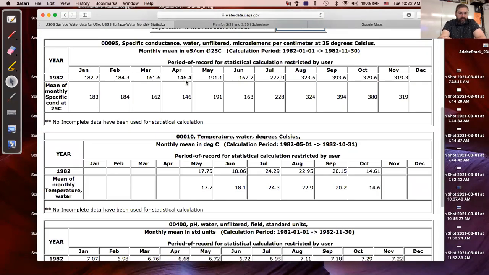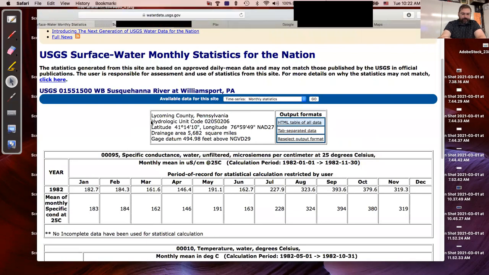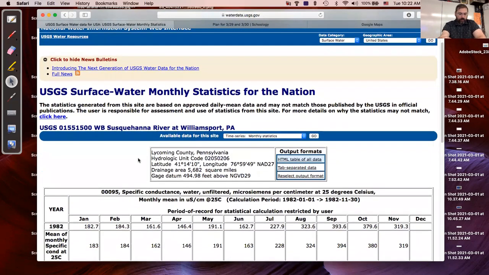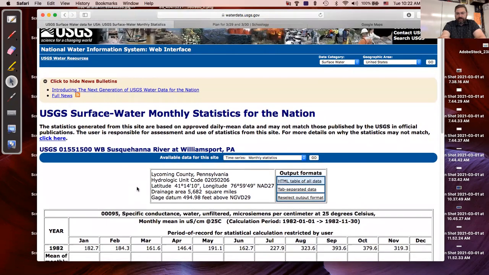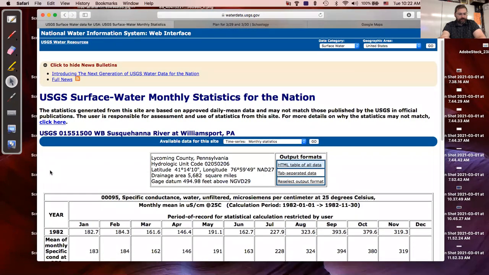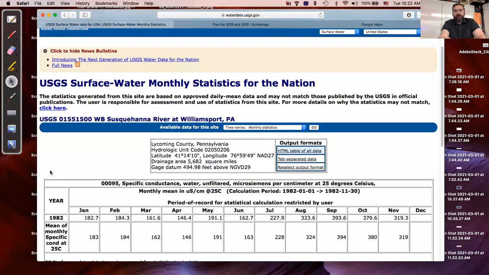So here's a for instance. This is, well, this is kind of old. I just randomly searched a year, but the United States Geologic Survey has information and data that goes way back in the day for water quality in rivers and streams all throughout the nation, and sometimes other places in the world.